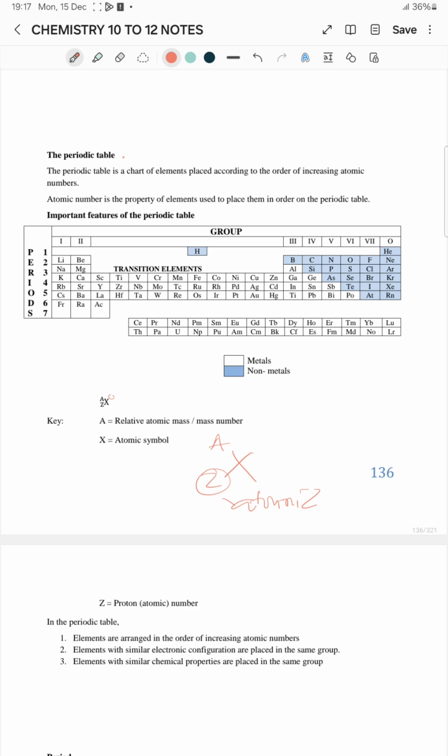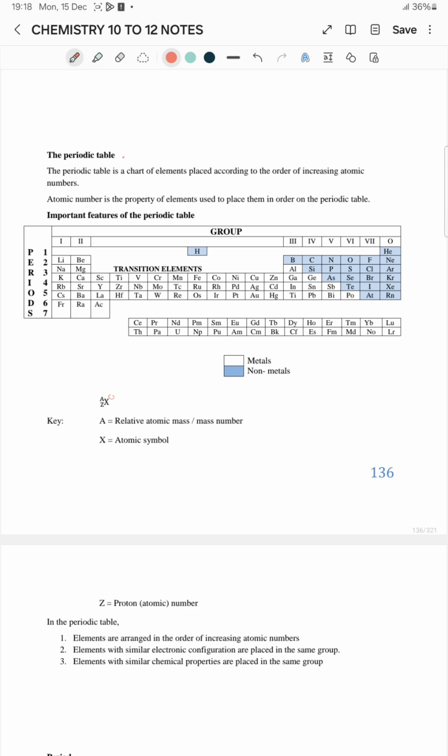So further, we can say that the atomic number is the property of elements used to place them in order in the periodic table. So atomic number in chemistry, when you're dealing with the periodic table, is very, very important. So this is the periodic table.